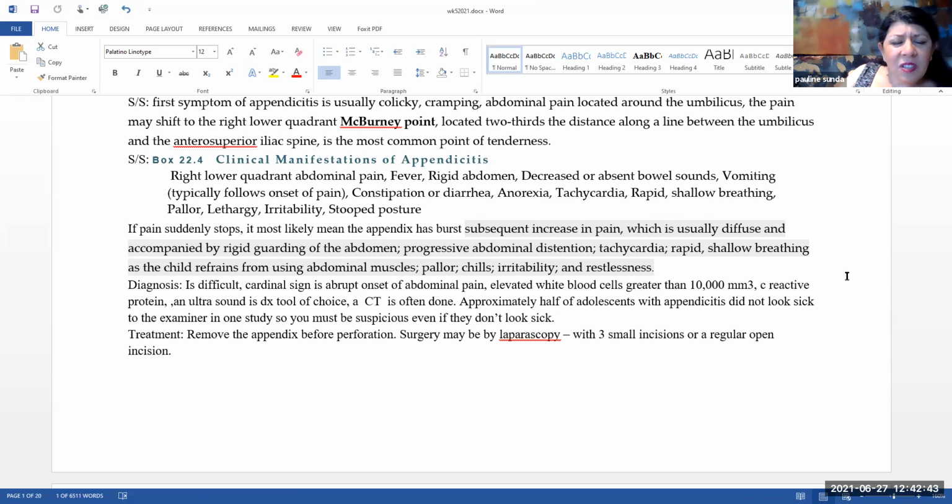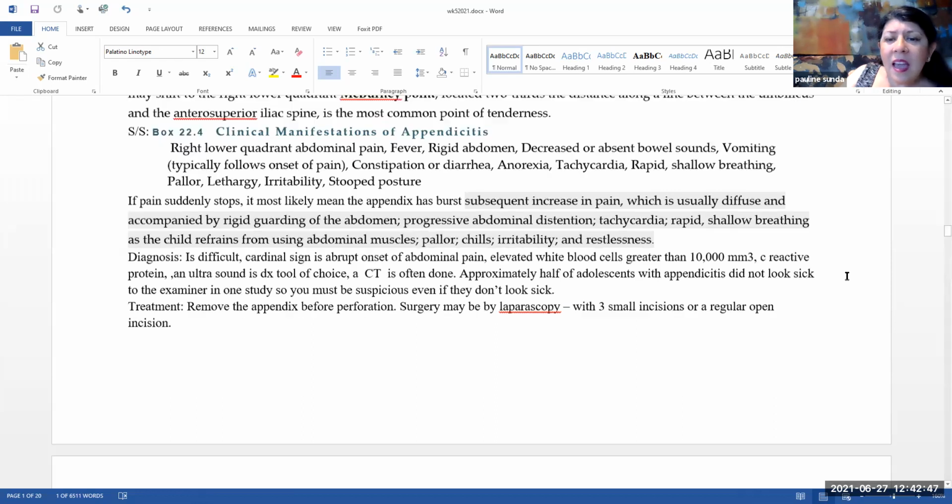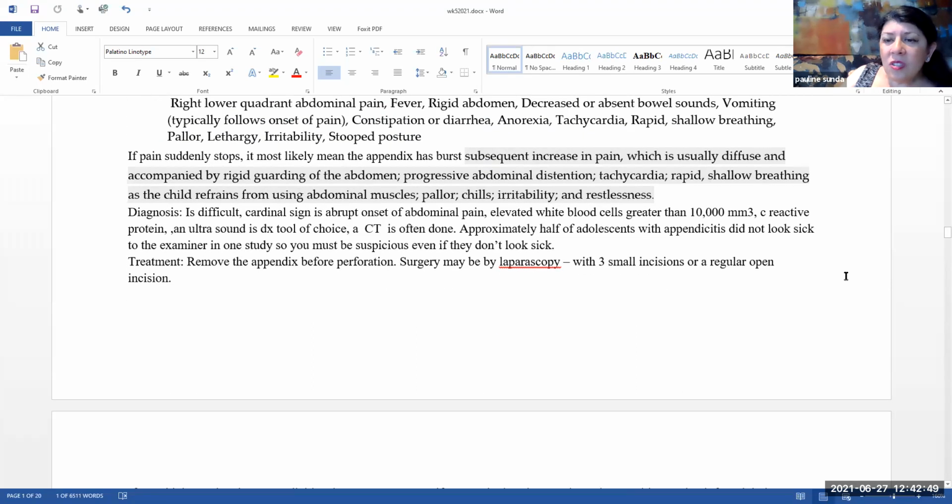Diagnosis. It's difficult. The cardinal sign is abrupt onset of abdominal pain, elevated white cell count, usually over 10,000. C-reactive protein is typically elevated, and ultrasound is the diagnostic tool of choice. A CT is also often done. About half of adolescents with appendicitis did not look sick to the examiner in one study. So you do need to be suspicious even if the child doesn't look that sick.